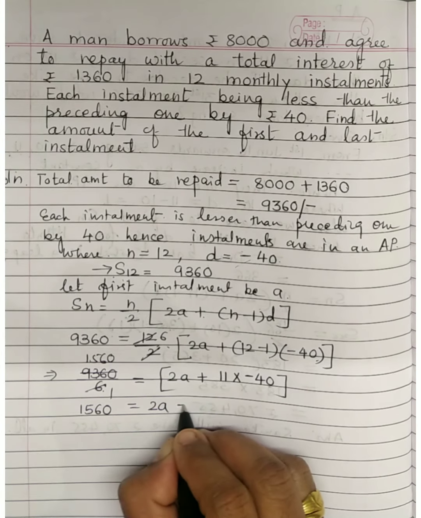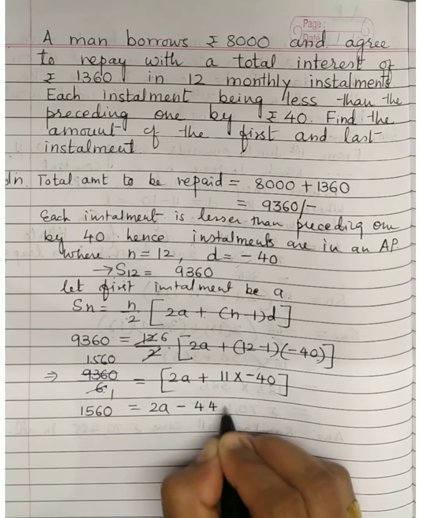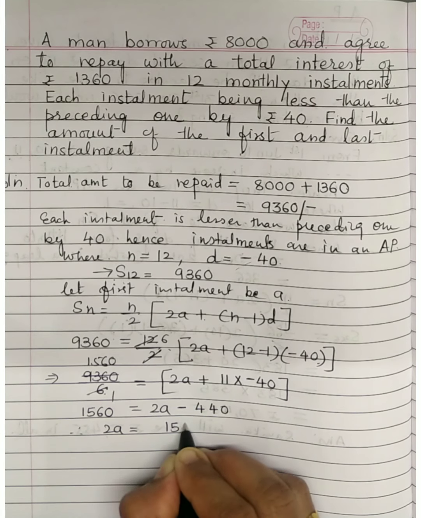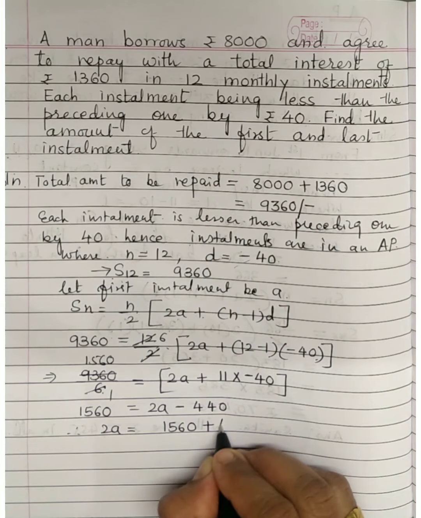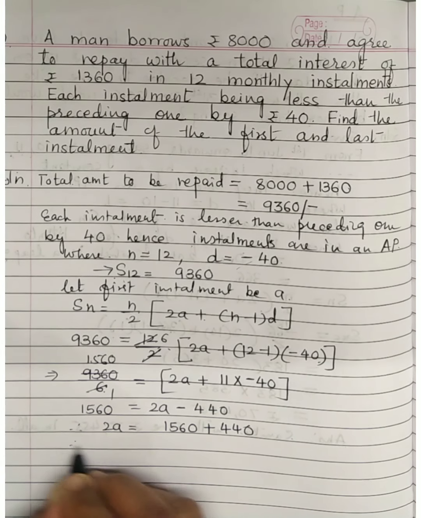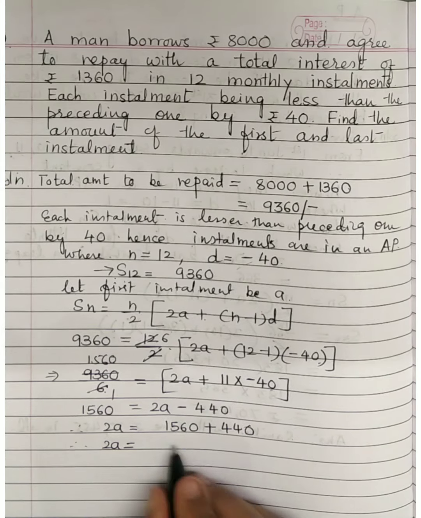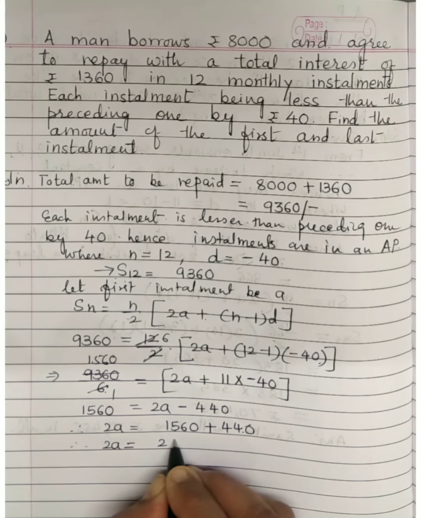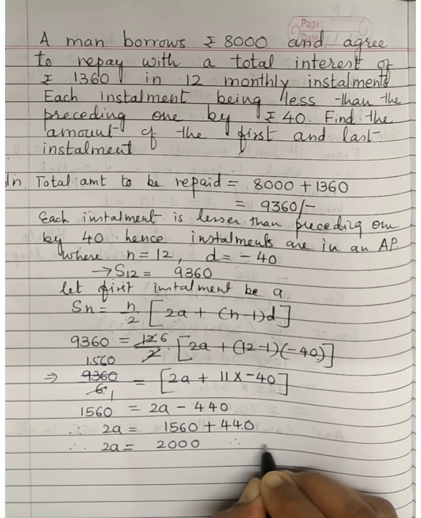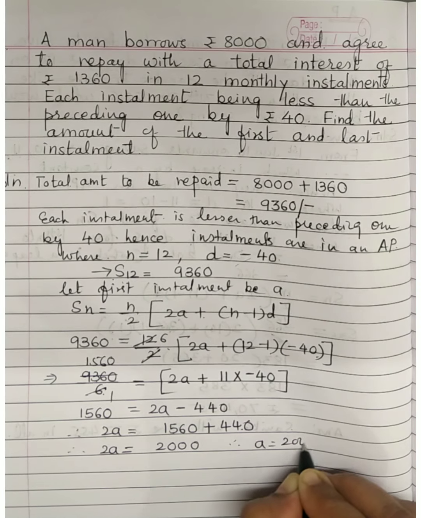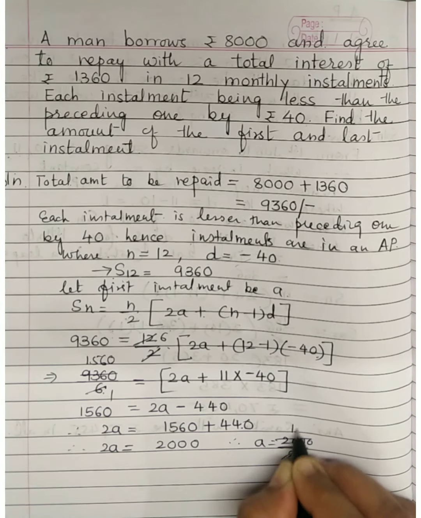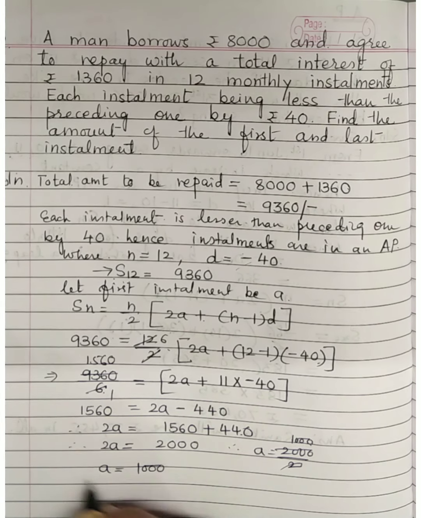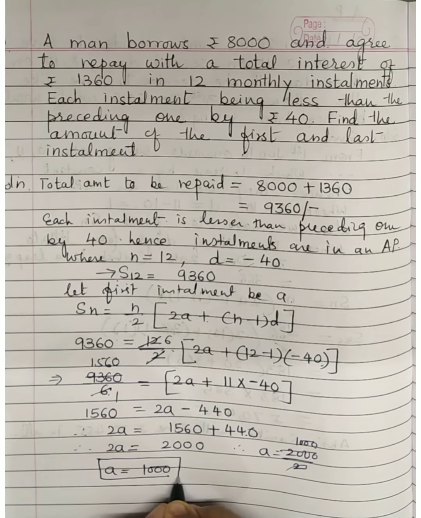11 into minus 40 will be minus 440. Therefore 2a will be 1560 minus, which will become plus, 440. So 2a is 2000. Therefore a is equal to 2000 by 2, that is 1000. So you have got here a, that is our first installment, is rupees 1000. This is clear?